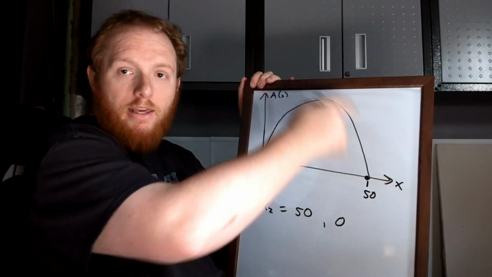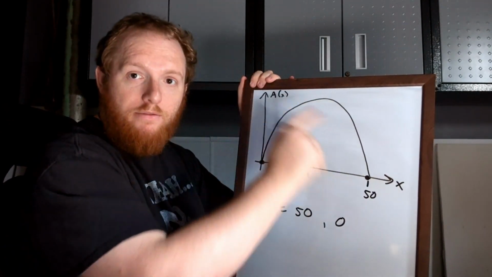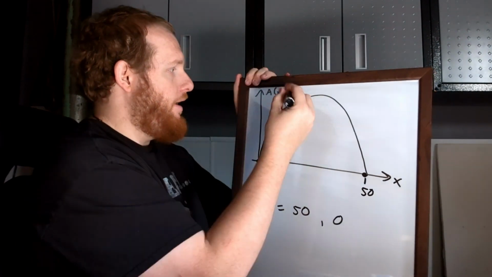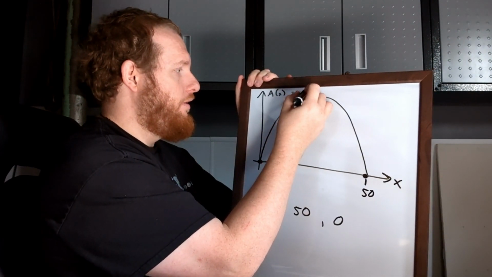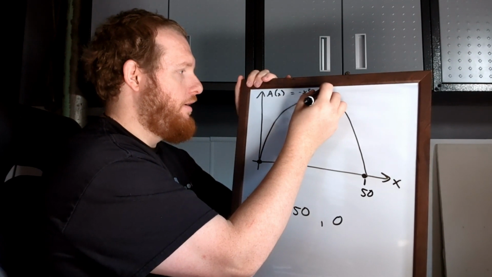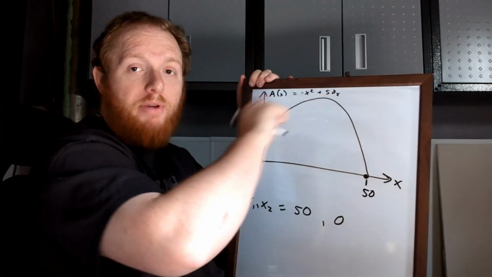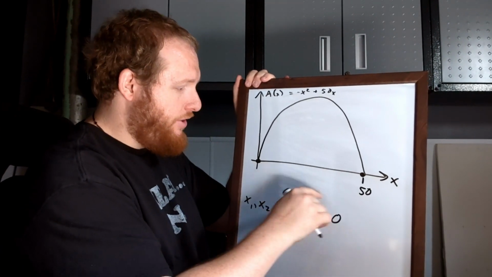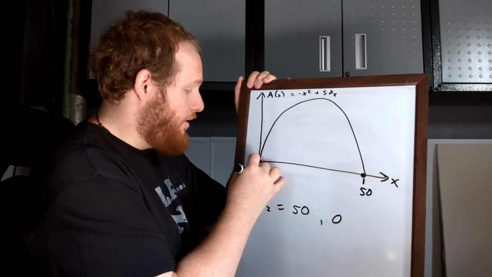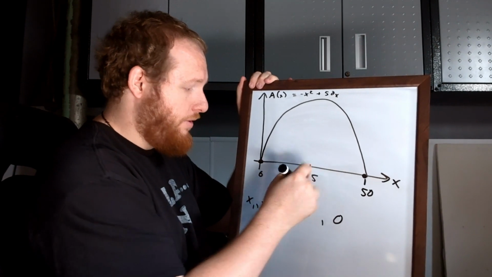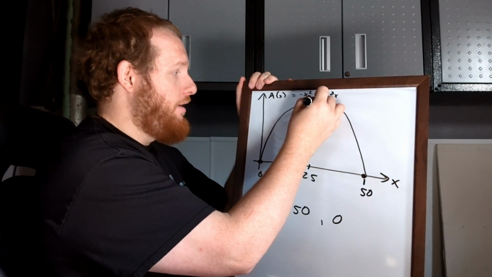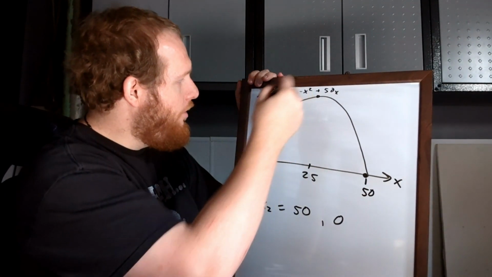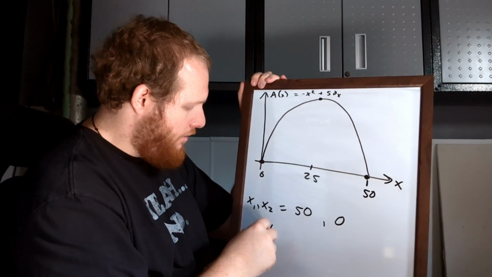And any parabolic curve, so any graph that represents A of x equals something times x squared, is going to be symmetrical. So the midpoint of these two zeros, which the midpoint between 0 and 50 is 25, has to be the maximum value for our hill. So what would be A of 25?